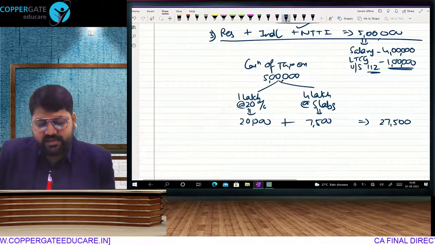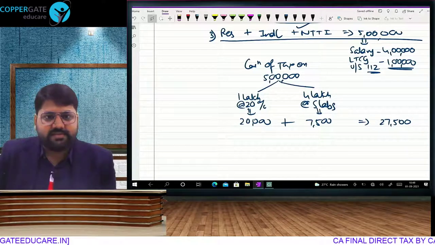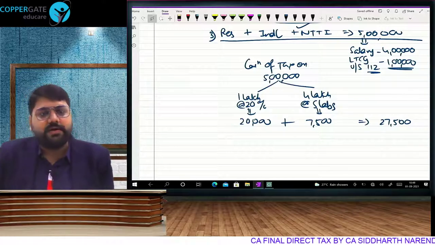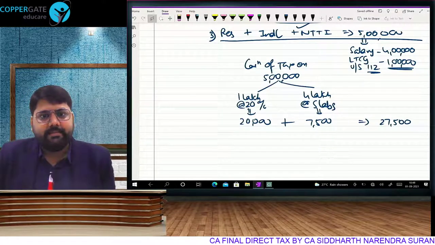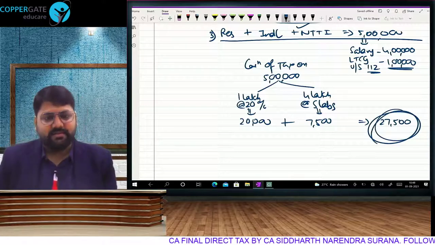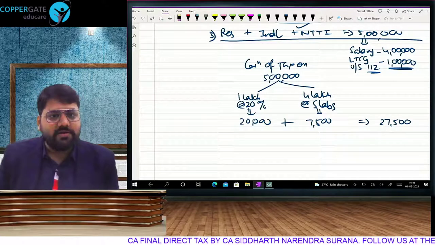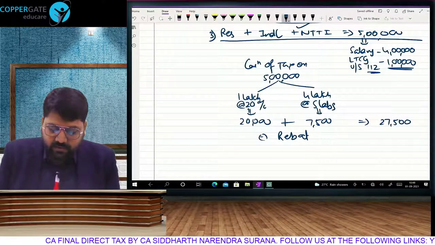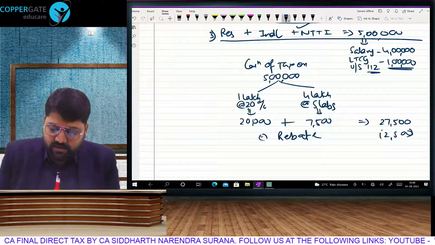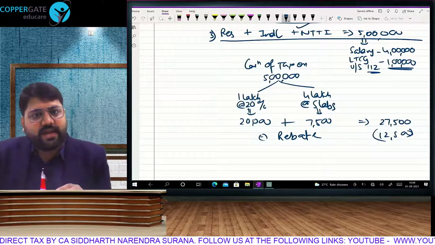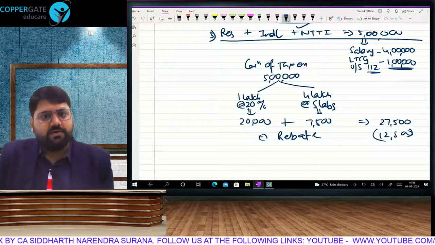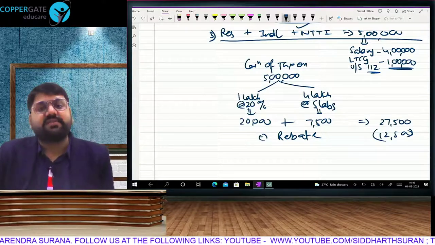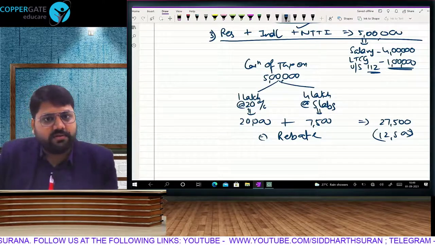First question, is the assessee eligible for rebate? Yes, because all three conditions are fulfilled. And second question, what is going to be the quantum of rebate? Actual tax 27,500 or 12,500, whichever is lower. Here we will give rebate of only 12,500. This third example was done only to prove that sometimes tax can be more than 12,500, even if income is up to 5 lakh, that is, if assessee has got any income which is taxable at special rate. Now understood the third example?